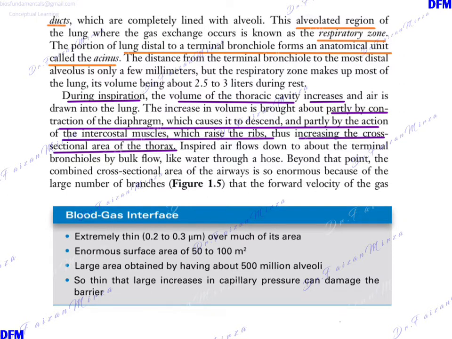Reverse happens during exhalation. The diaphragm relaxes, it pushes the lungs from the bottom side, or you can say from the lower side, and the sternum and the rib cage get lowered, and the lungs exhale out the gases.